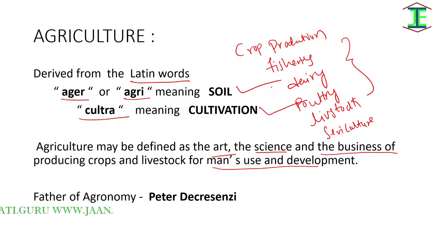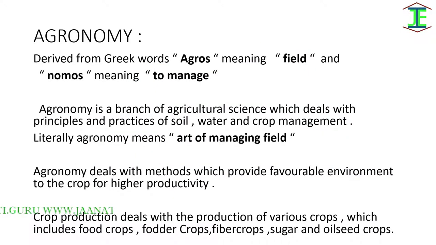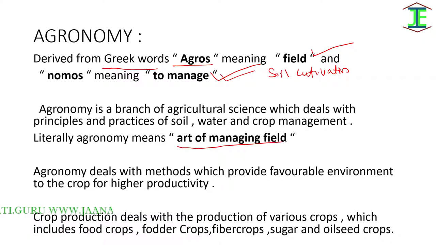Next, the father of agronomy is Peter de Crescenzi. Next word is agronomy. The word agronomy is derived from the Greek words agros meaning the field and nomos meaning to manage. Agriculture is from a Latin word and agronomy is from a Greek word. Agriculture is soil cultivation and agronomy means field management. So literally agronomy means the art of managing the field.